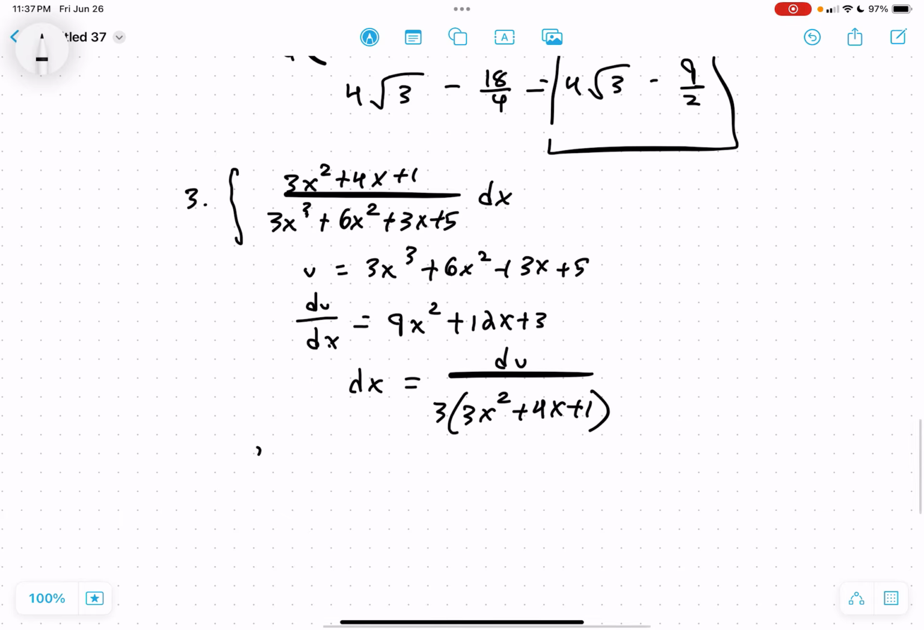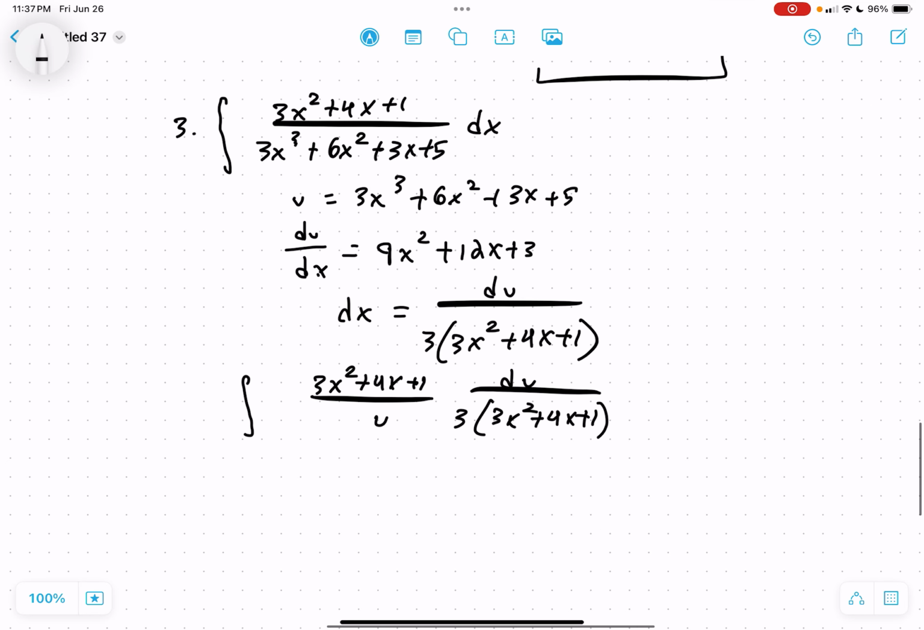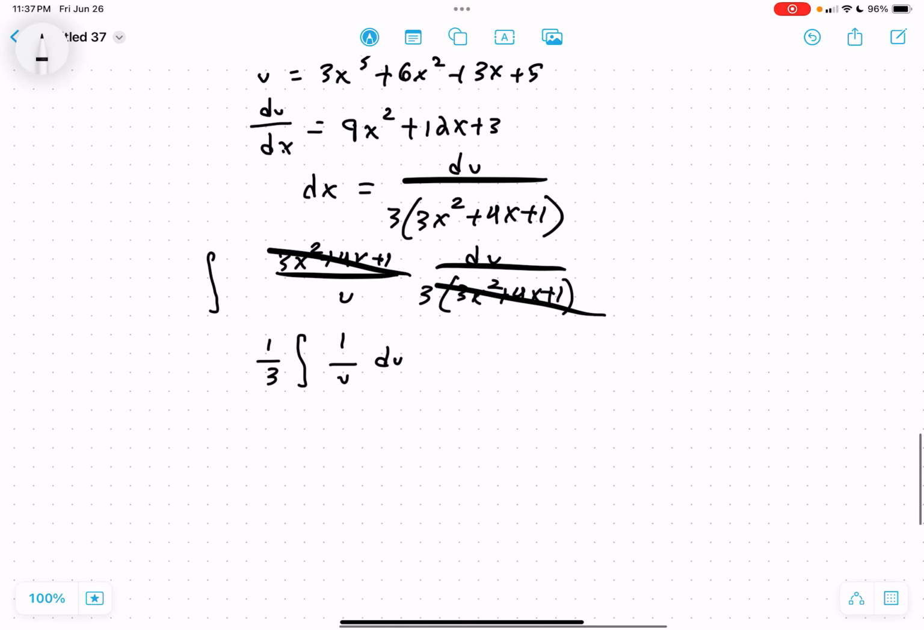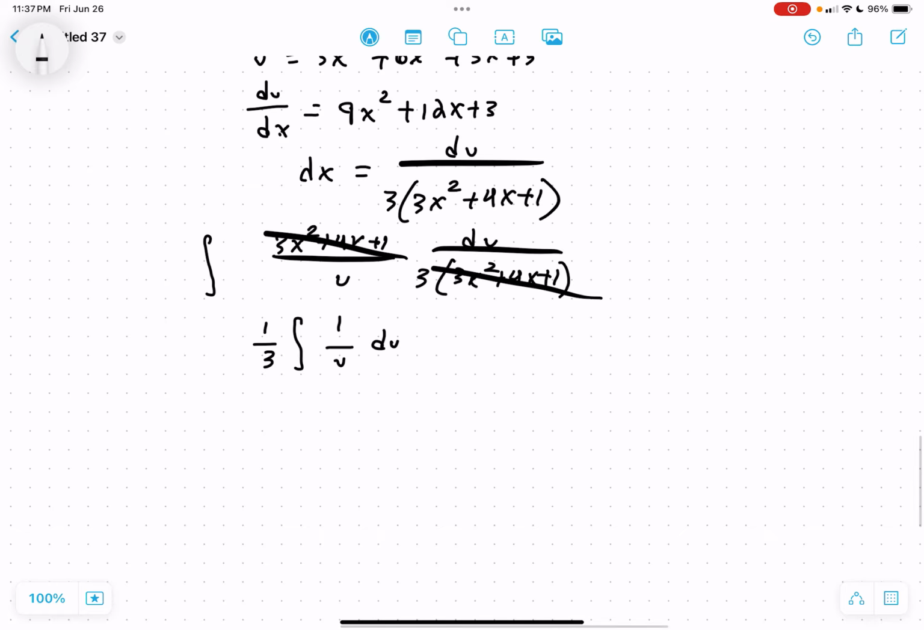So now I'm going to rewrite this, the integral of 3x squared plus 4x plus 1 over u du over 3 times 3x squared plus 4x plus 1. Notice how nice this is. These terms cancel, and I get 1/3 times the integral of 1 over u du. Now, we know that 1 over u du is a common integral, and it's the ln of the absolute value of u. So this can be 1/3 ln of the absolute value of u plus c.